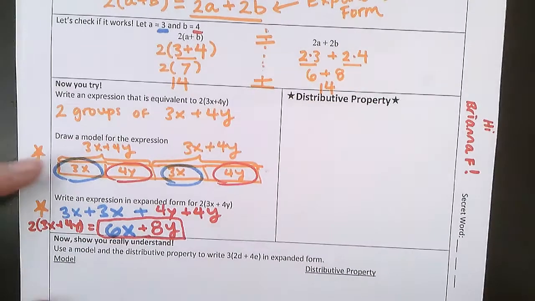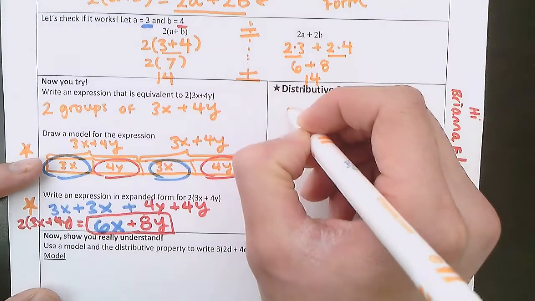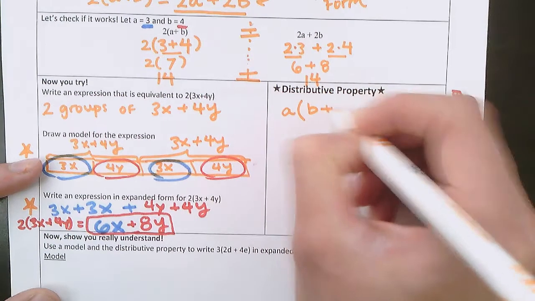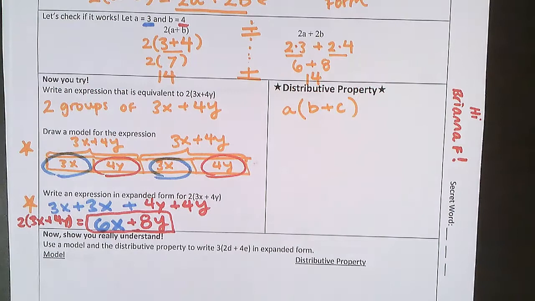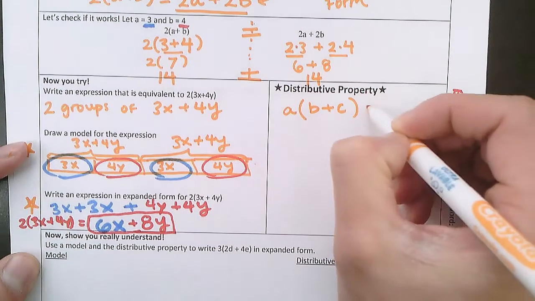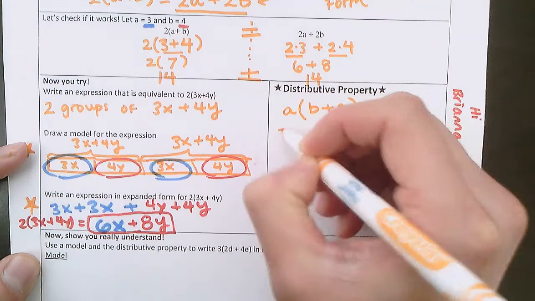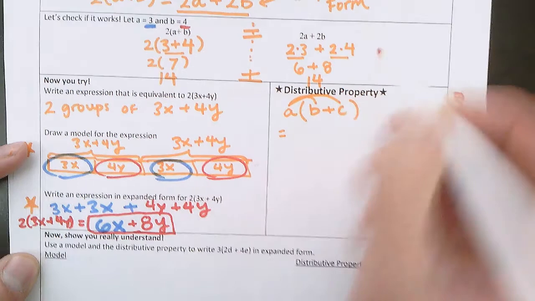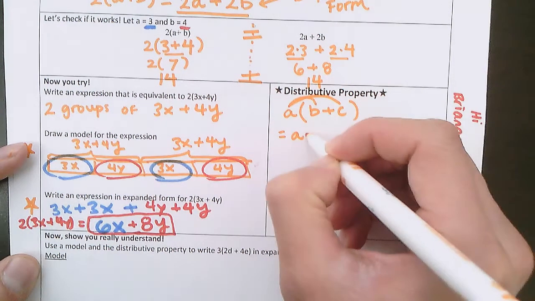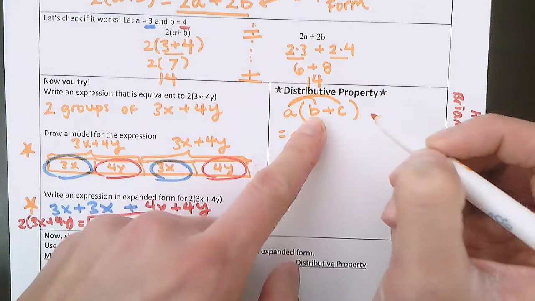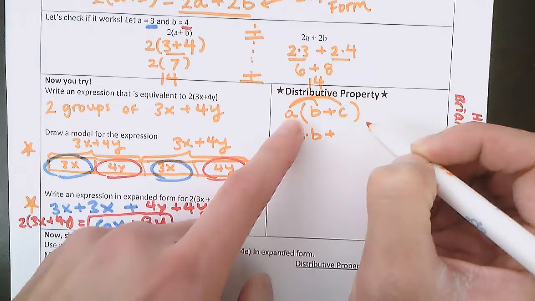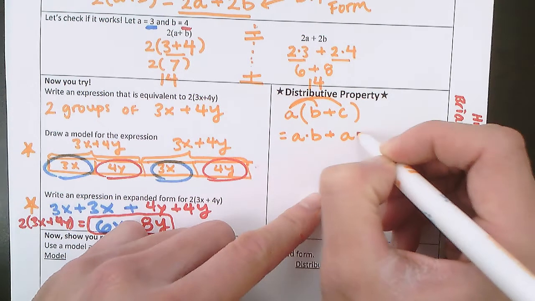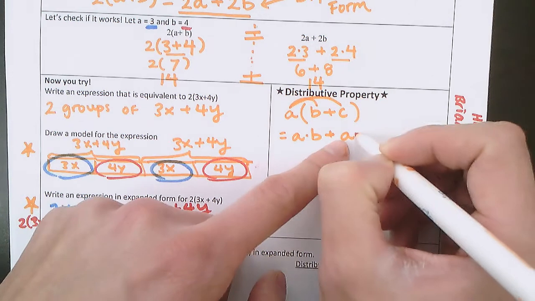What the distributive property tells us is if we have a number or a variable on the outside of the parentheses, and inside the parentheses I have two terms like that, this is equal to, if I multiply the outside term with each term inside the parentheses. So this would be A times B, that's this one, plus, because there's a plus here, A times the second term, which is C. So it would be A times B plus A times C.